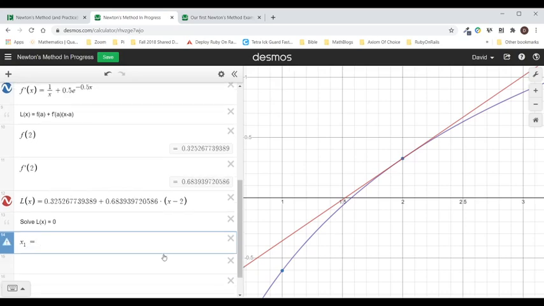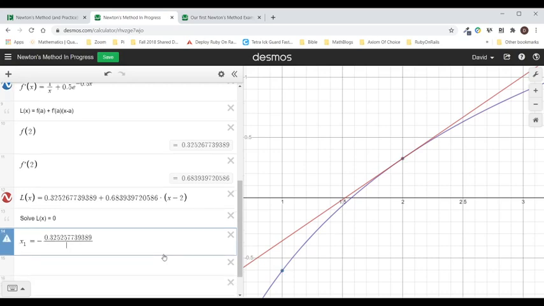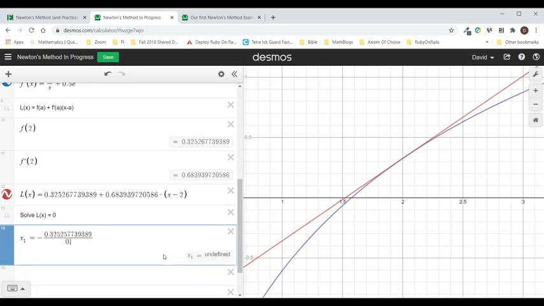And here we go. It's going to be minus 0.325267739, hope I did that right, divided by 0.683939720586 to get out from under, and then add 2. And you can see what I get here is 1.524 blah blah blah. But that's where the red line crosses, which is very close to where the blue line crosses.